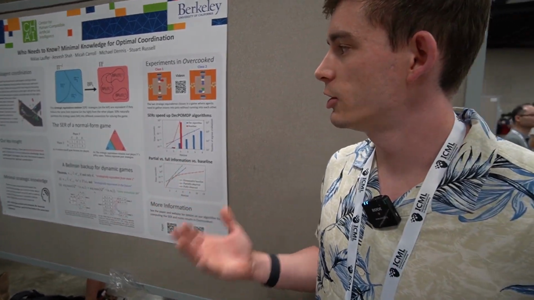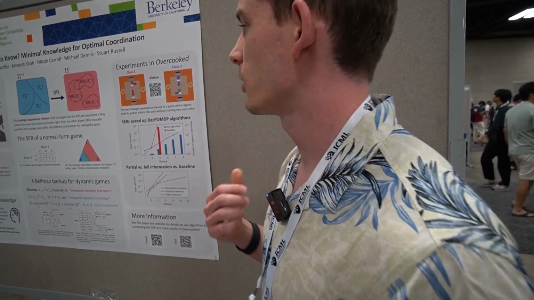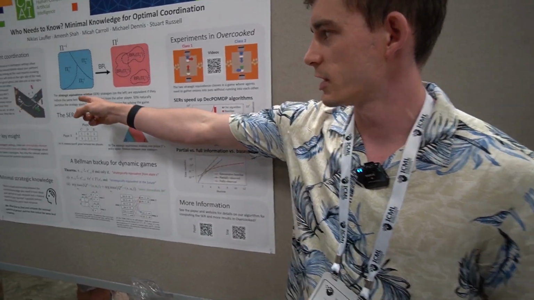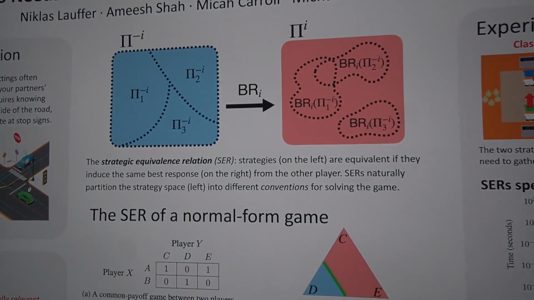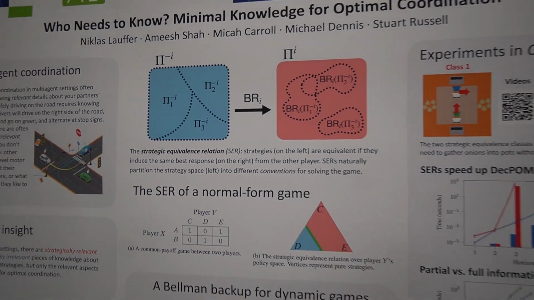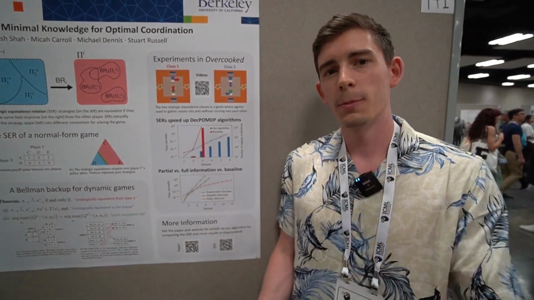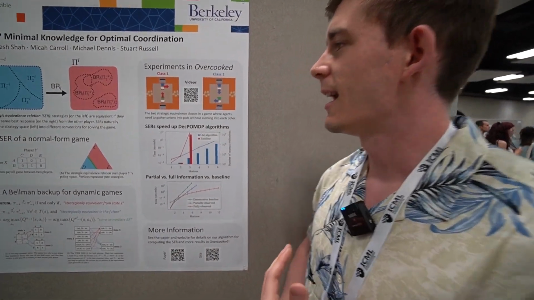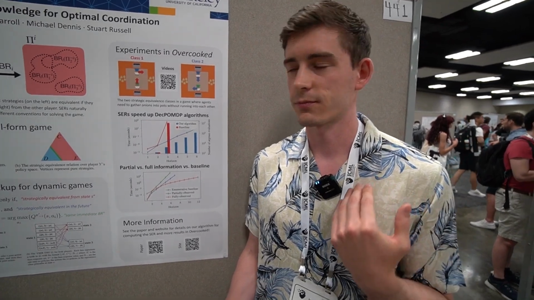So in this work, we're interested in formally capturing this dichotomy between strategically relevant and irrelevant details. Essentially the way we do this is in terms of this mathematical object that we call the strategic equivalence relation. It's captured by this image here at the top. The main idea is that I want you to imagine that we're playing a game together. What I'm going to do is partition your strategy space based on the best responses that they induce for me.